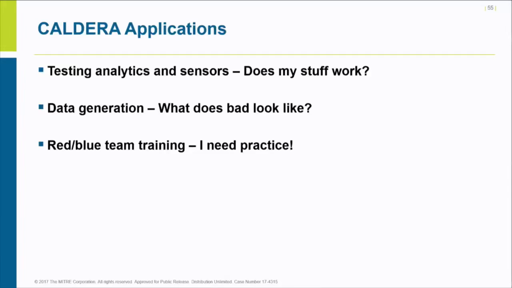Another thing you might want to do, if you actually have a red team or a blue team and you want to train them, and it makes a little more sense for a blue team, is put them up against an automatic adversary. We have some timing configurations, so you can actually slow Caldera down if you want to be a little more fair to your blue team.